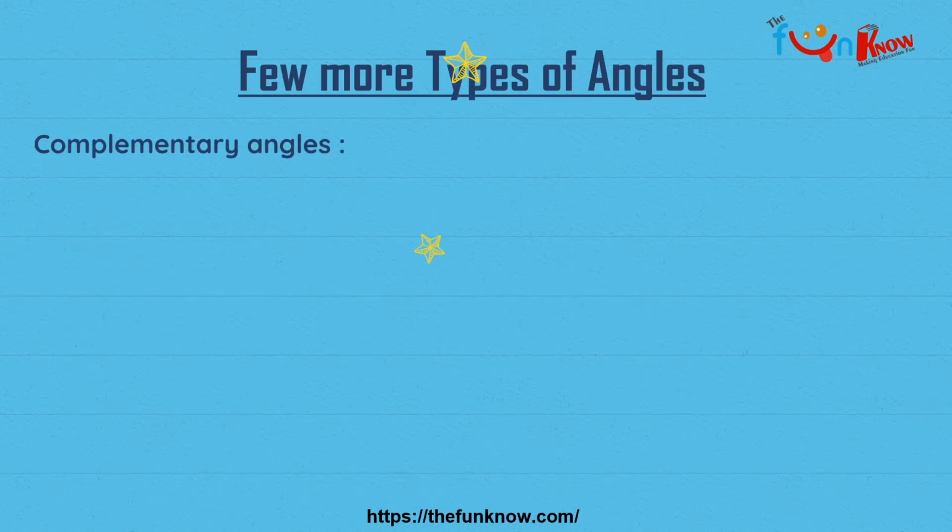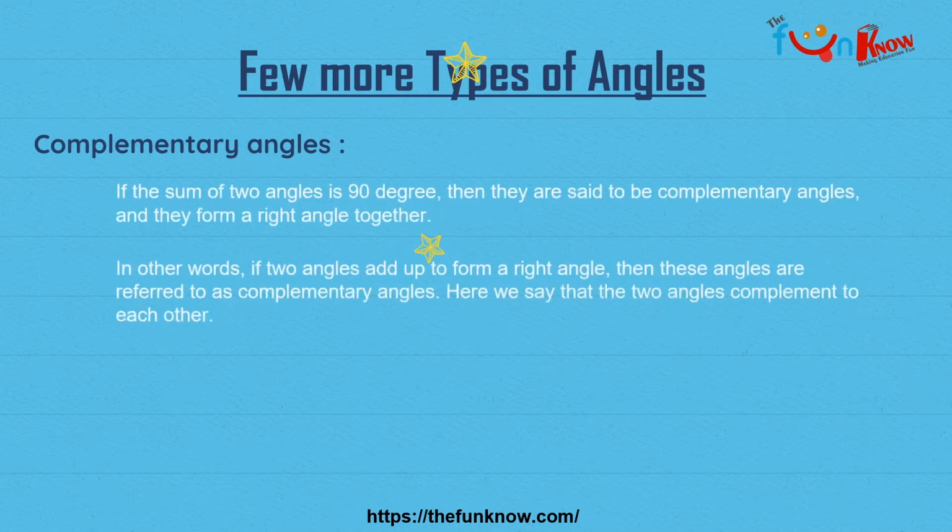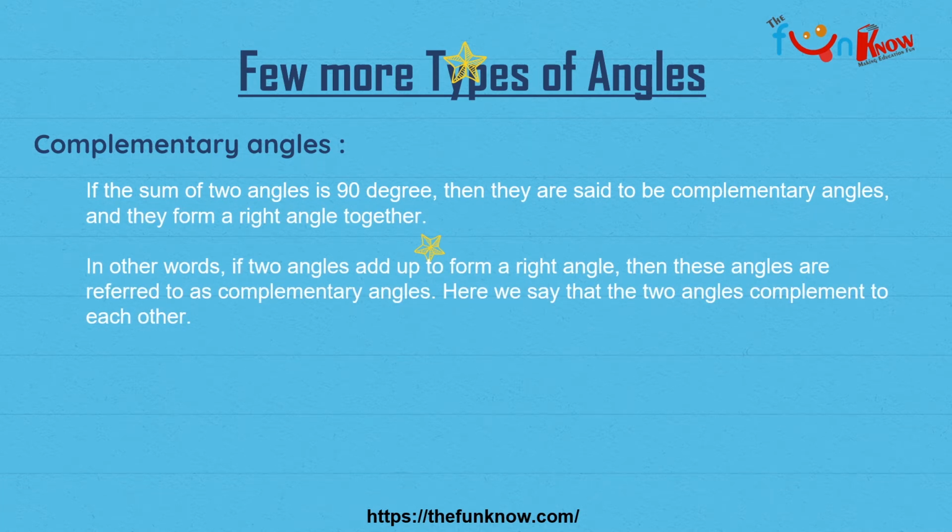Today we are going to study a few more types of angles, that is complementary angles and supplementary angles. First, we'll study complementary angles. If the sum of two angles is 90, meaning if there are two angles and we are adding them up and they are forming 90 degrees, then it is said to be a complementary angle.